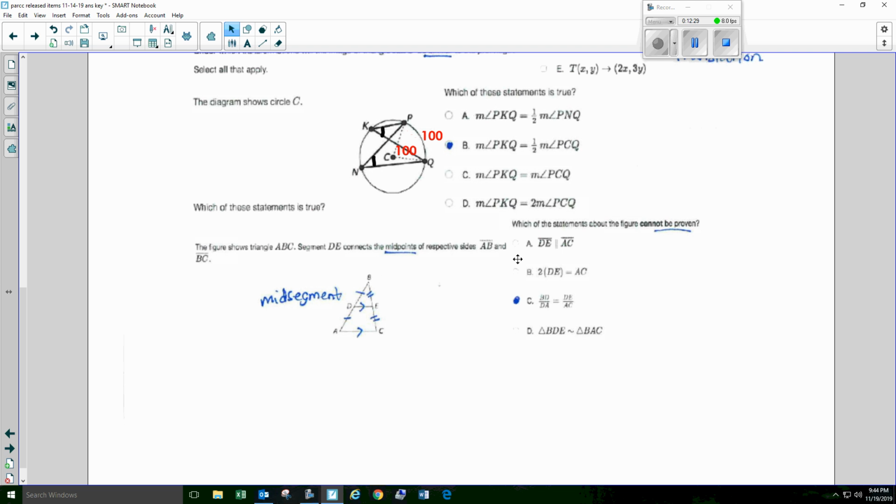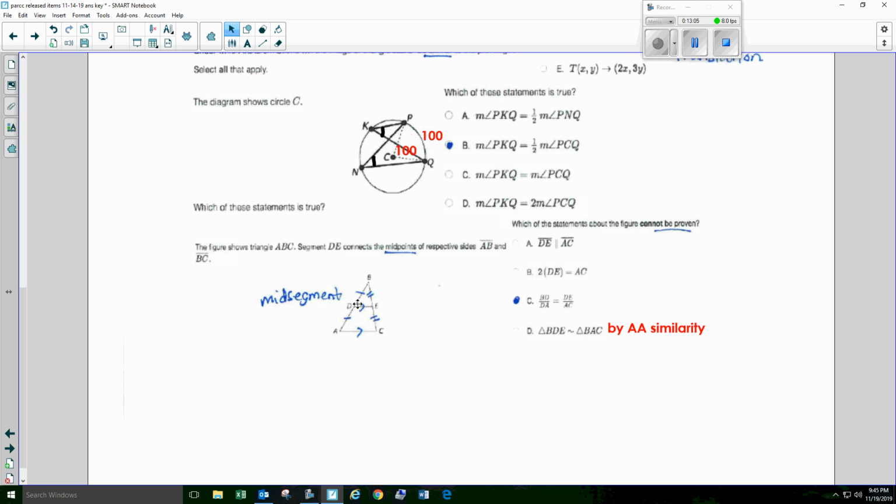So now let's find out which one cannot be proven. Is DE parallel to AC? Yes, it is. Does 2 times the mid-segment equal the base? Yes, it does. Are the two triangles similar? Yes, they are by AA similarity. You didn't have to know the name of it, but that's what we're going to be studying next class in Mod 2. But you can just tell they're similar. One's just bigger than the other. And so this is the one that's not true.